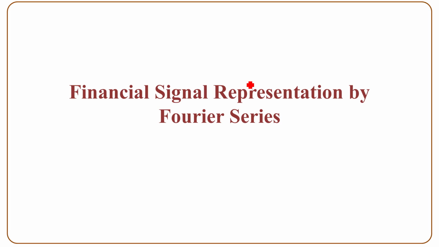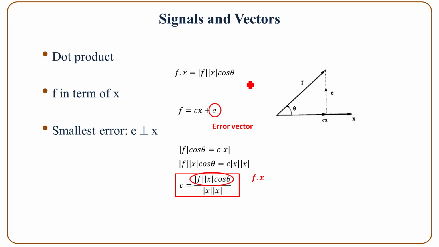Now let's see how we can use Fourier series. So first, let's talk about signals and vectors. A dot product of a vector x and vector f is defined as the absolute value of f times the absolute value of x times the cosine of theta, which is the angle between the two vectors.